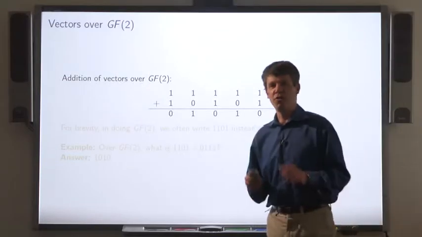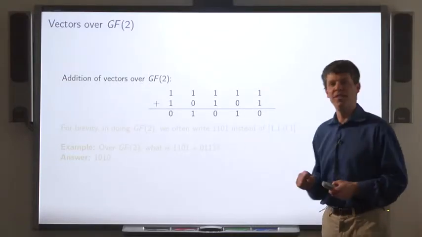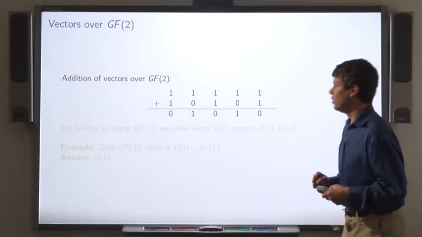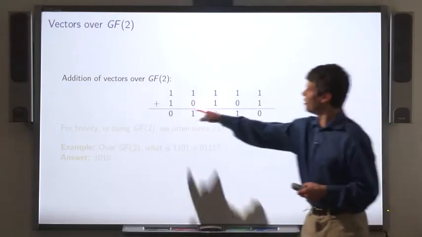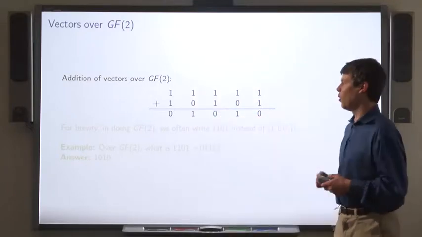Now we turn to vectors over GF2. Here's an example of addition of GF2 vectors. We're adding them entry-wise, and of course, 1 plus 1 is 0, 1 plus 0 is 1, and so on.